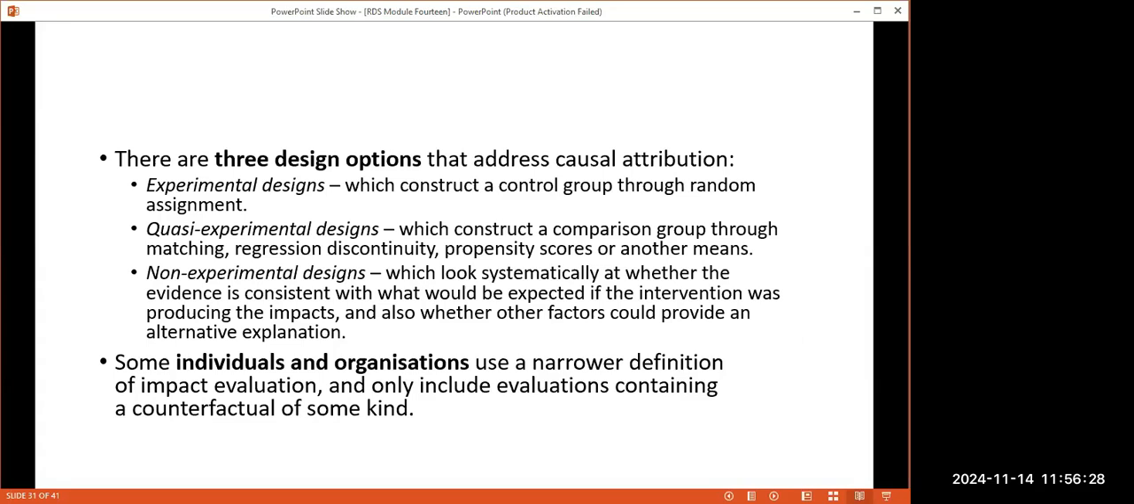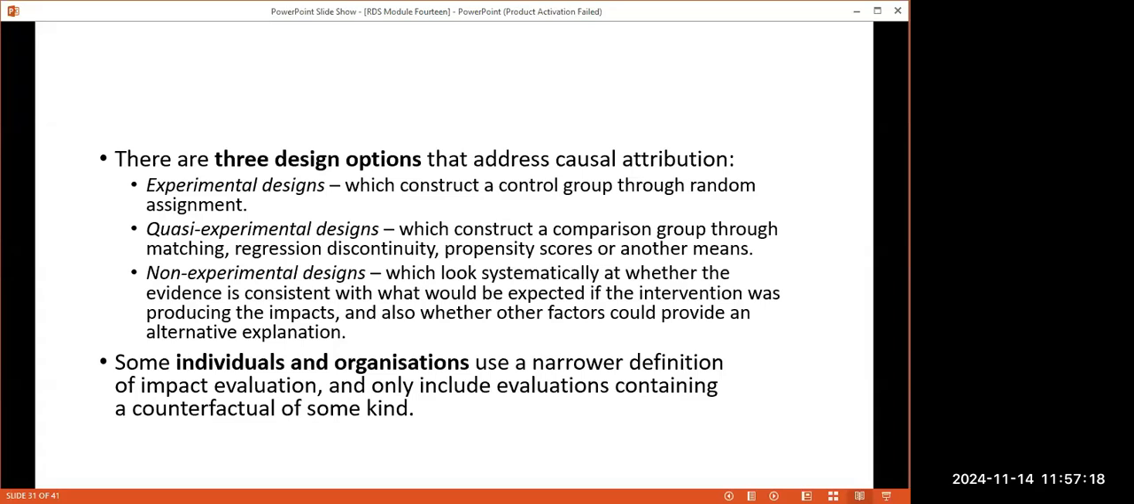Now, when we want to address the causal attribution, which is the reason why evaluations are conducted, there is what we call experimental design. You can adopt experimental design where you have a control group through random assignment. If you want to know the impact of, say, an education project or program, you consider those that have been exposed and those that have not been exposed. Those that have not been exposed are considered to be the control.